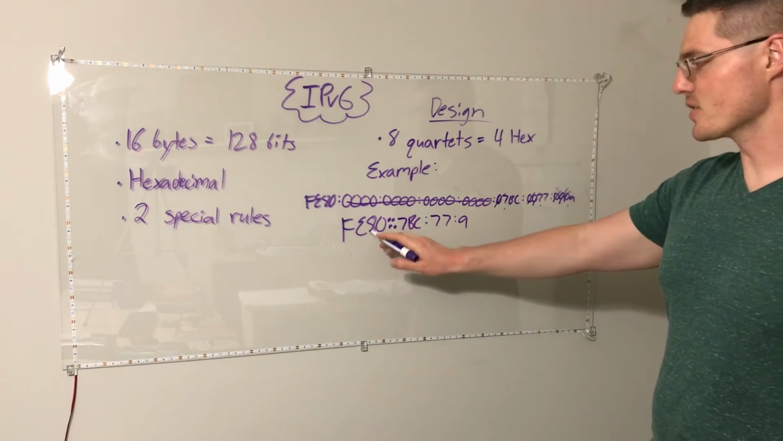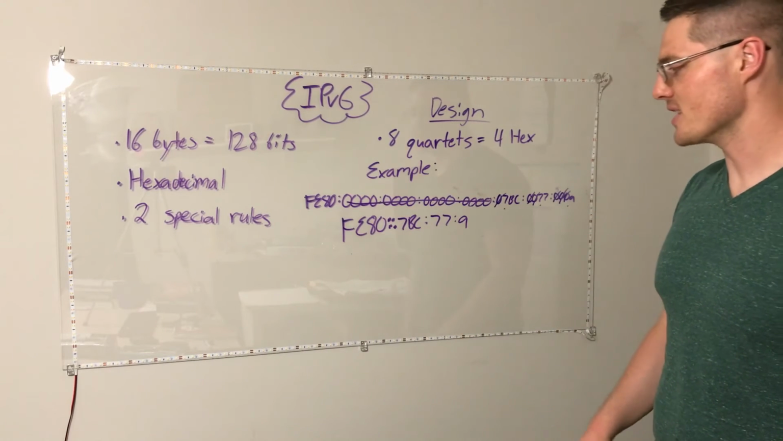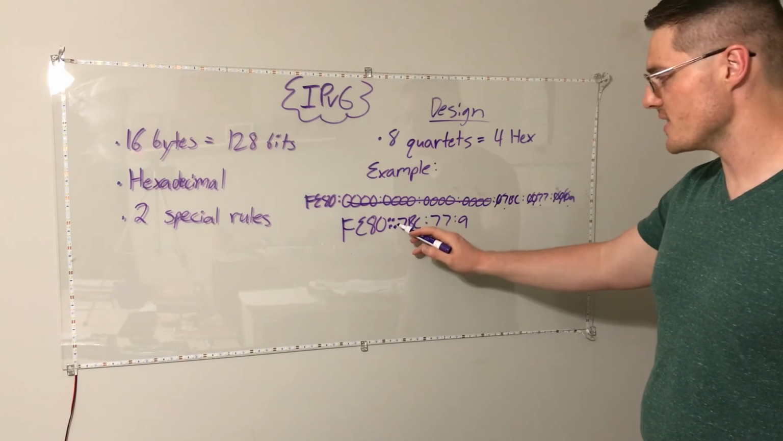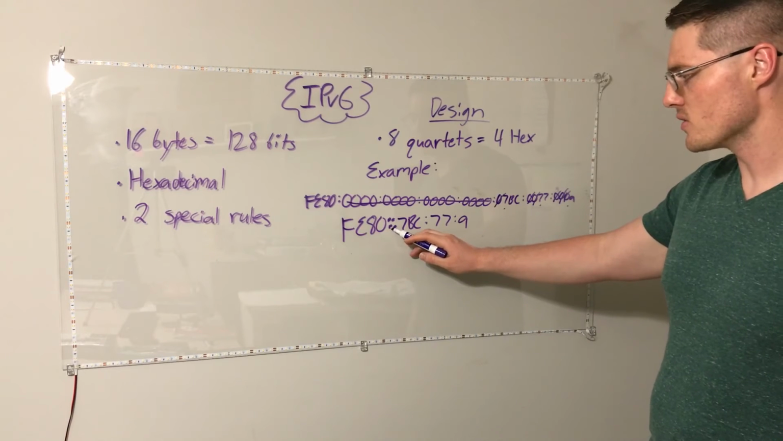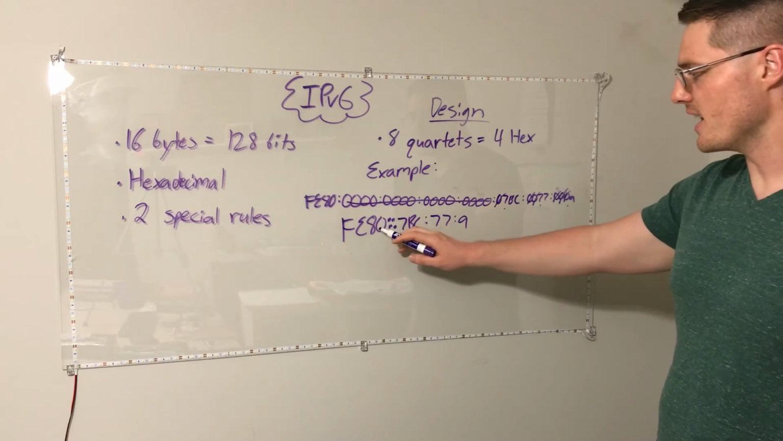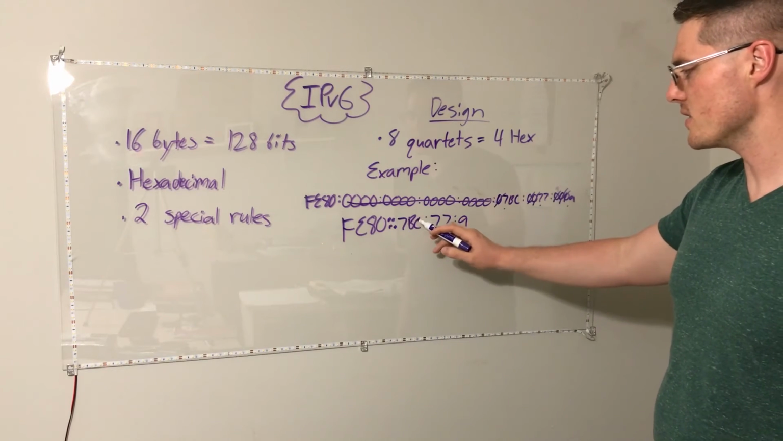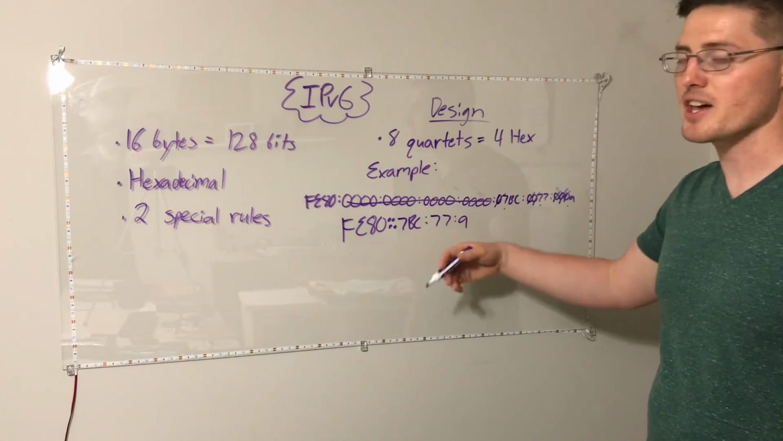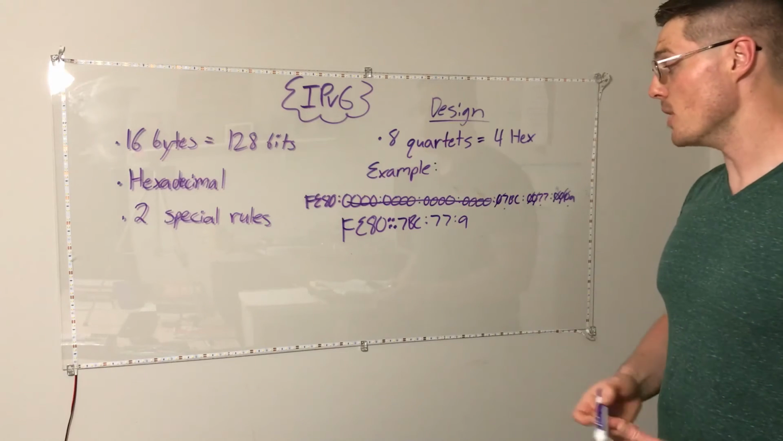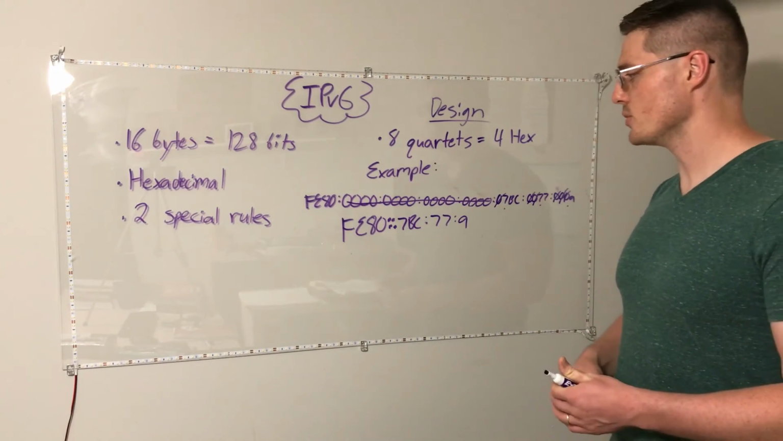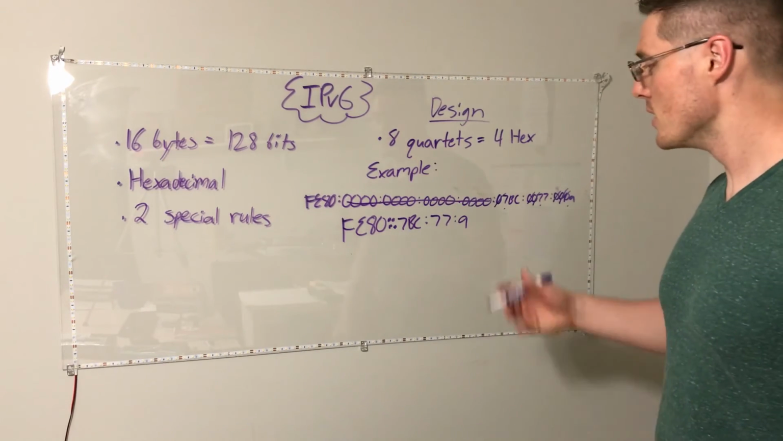This address looks a lot better than this address. Essentially, we condensed it down by rule number 1. So now it has a double colon, and we've cut out or omitted the leading zeros associated with the other quartets. It's much more friendly, much more usable, easier to look at.